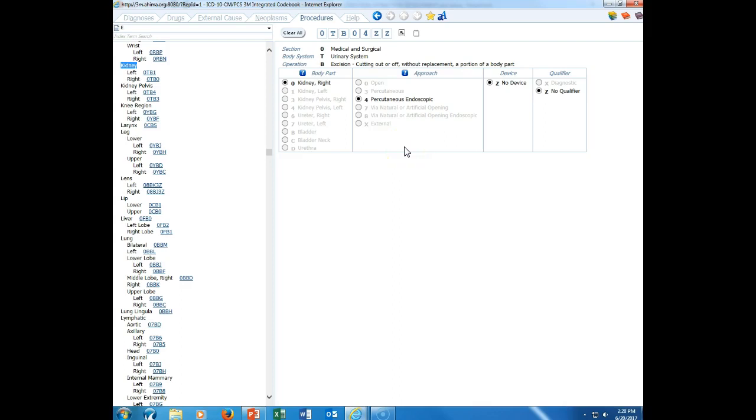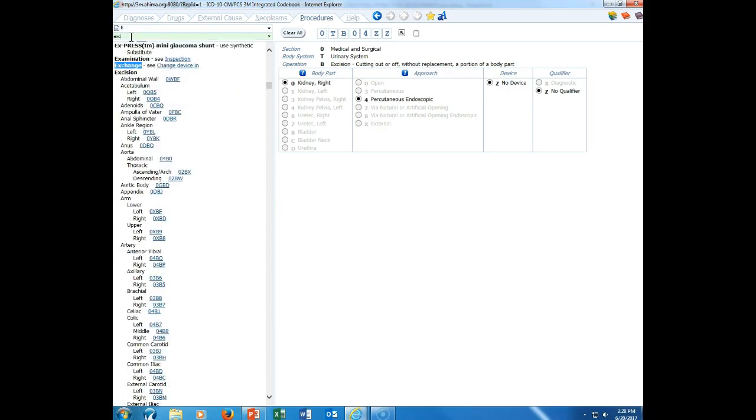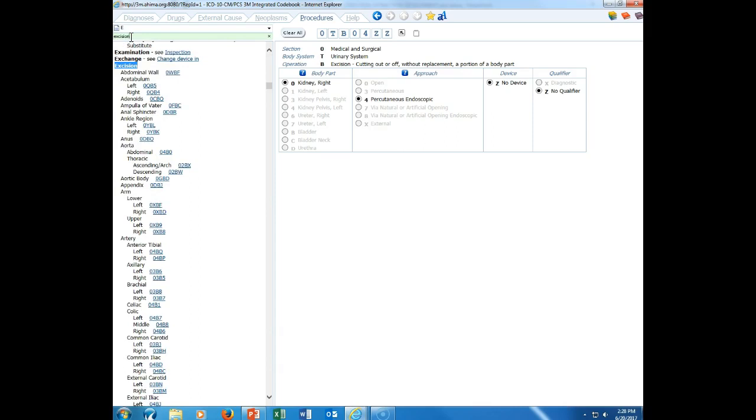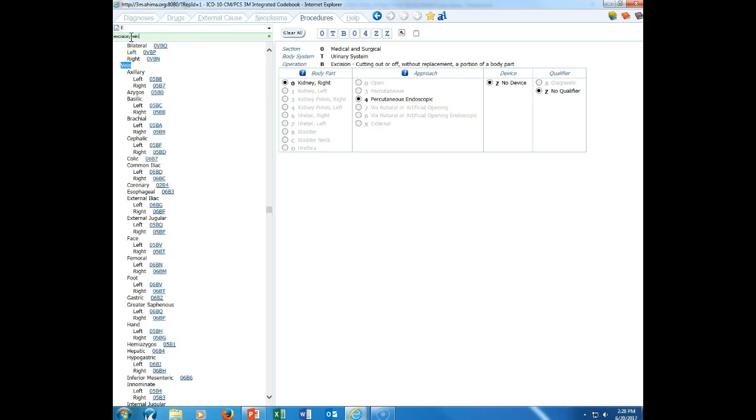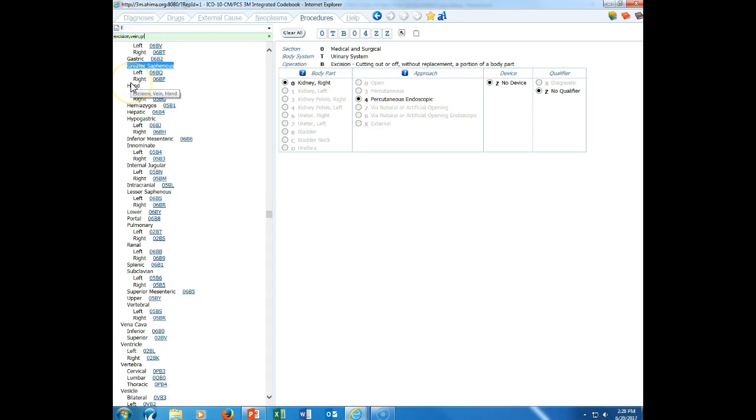So, harvesting of the right greater saphenous vein, percutaneous endoscopic approach. Now, the saphenous vein is used very, very often in coronary artery bypass grafting. So this is a procedure that you have to code as a part of that. You have to code that when you're coding a CABG. And they actually only take out a part of the right greater saphenous. And you have to go to vein. And then you'll notice under vein we have greater saphenous. And this was actually on the right.